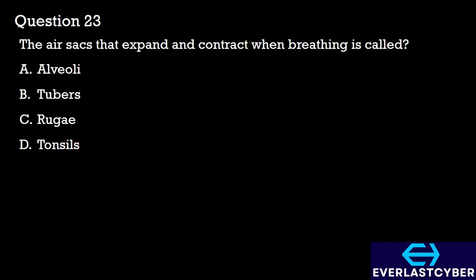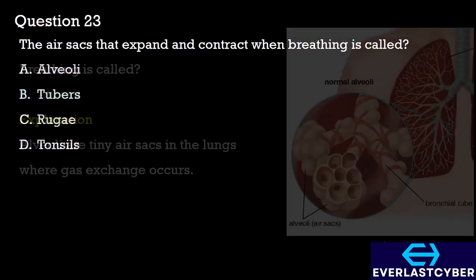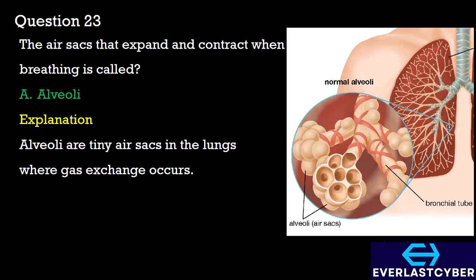Question 23. The air sacs that expand and contract when breathing are called A. Alveoli, B. Tubus, C. Rugae, D. Tonsils. Our answer here is option A, the alveoli. These are the tiny air sacs in the lungs where gas exchange occurs. They expand when you inhale, filling with oxygen-rich air, and they contract when you exhale, helping to remove carbon dioxide from the body. The alveoli are essential for efficient breathing and the transfer of oxygen into the blood.